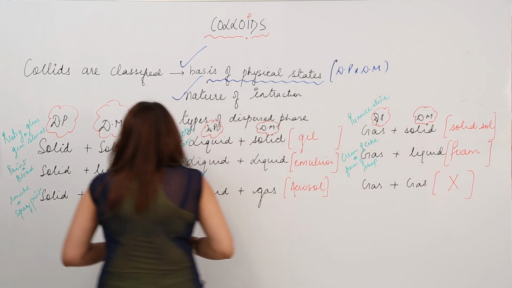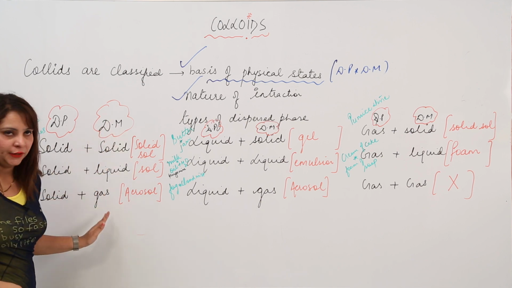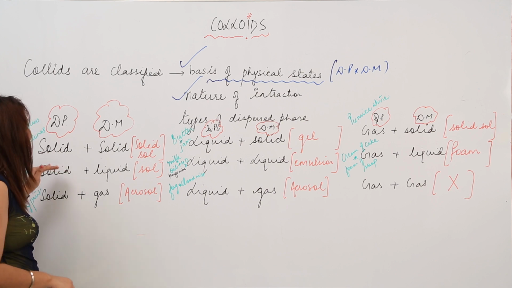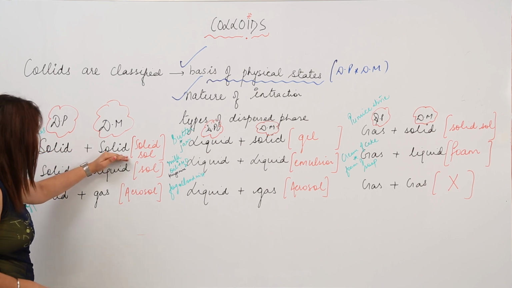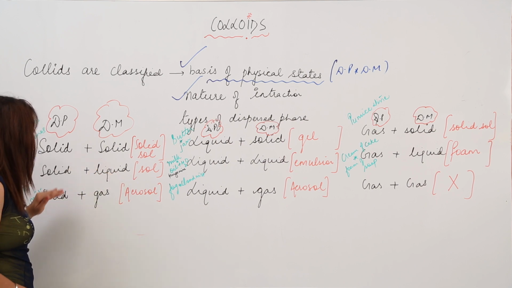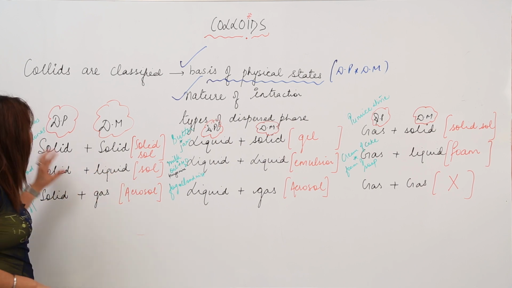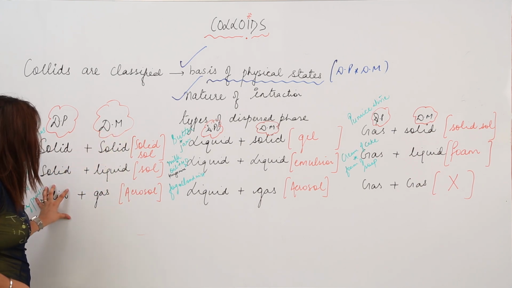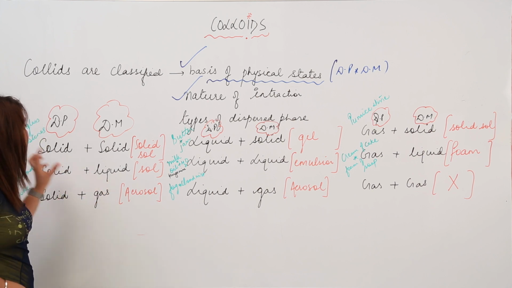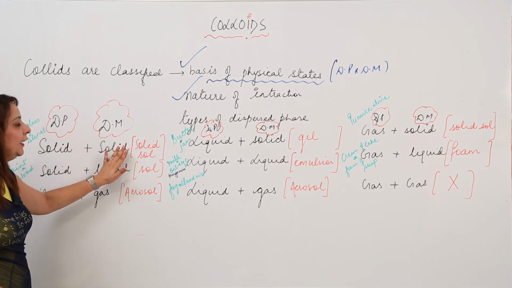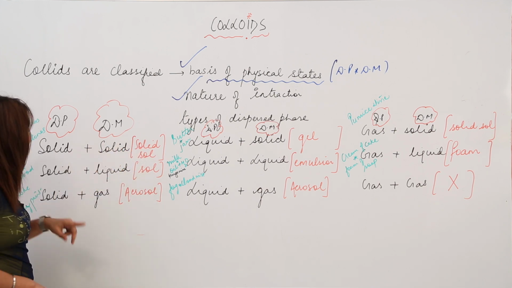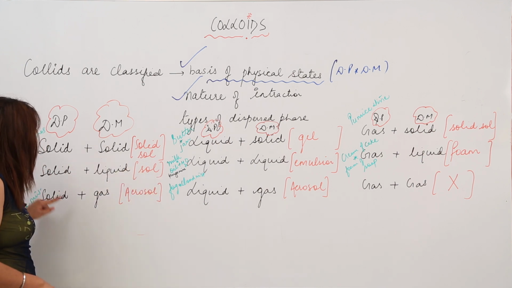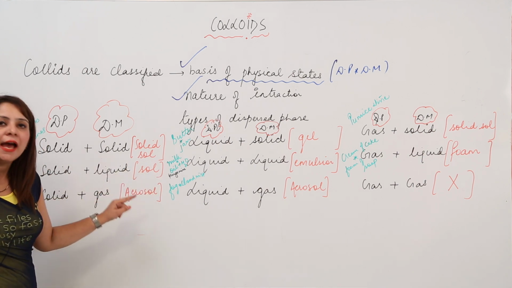See, now this is my dispersed phase and this is my dispersion medium. So here I took the dispersed phase as solid. That means solid can be present in solid, solid can be present in liquid, and solid can be present in gas. Means solid particles suspended in solid medium, in liquid medium, in gaseous medium, right. When we have solid particles suspended in solid, we call it solid sol. When solid particles are suspended in liquid, we call it sol. And when solid particles are suspended in gas, they are called aerosols.